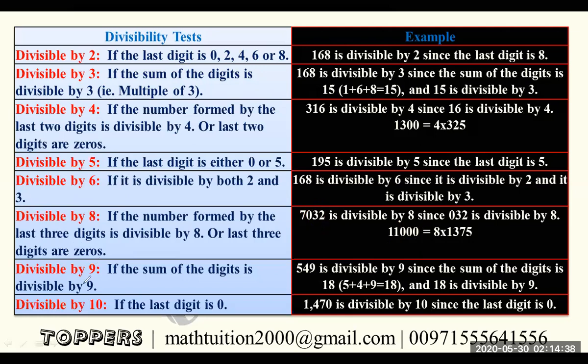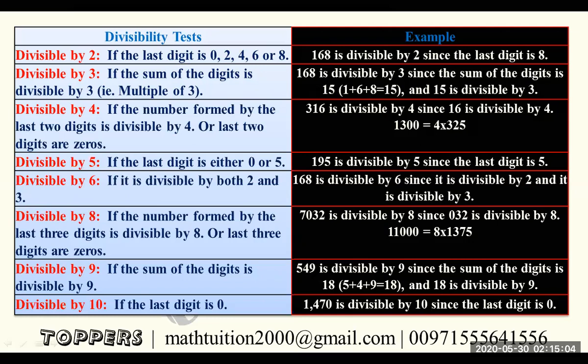Next, divisibility by 9. It is same as 3. If the sum of the digits is divisible by 9, then we can say that that number is divisible by 9. So we have to add all the digits. If that value is coming in the multiplication table of 9, it means it is divisible by 9. Then the given number is also divisible by 9.